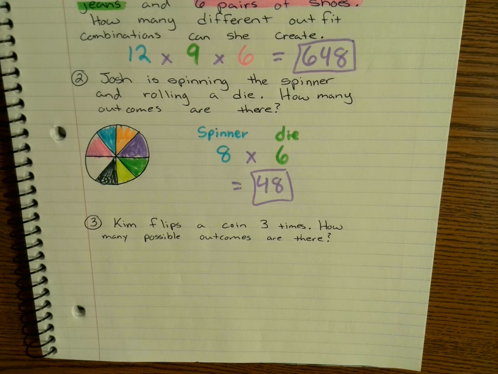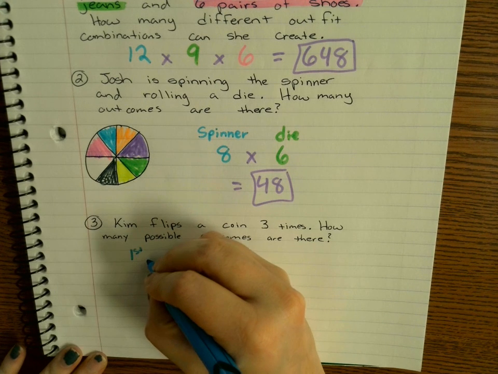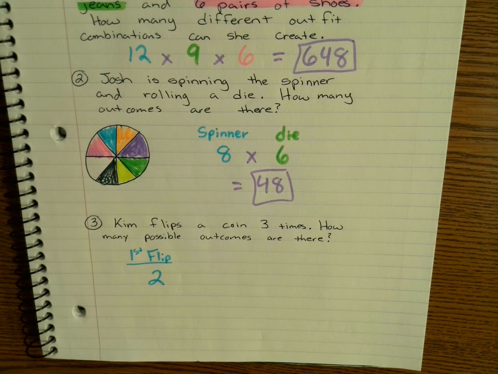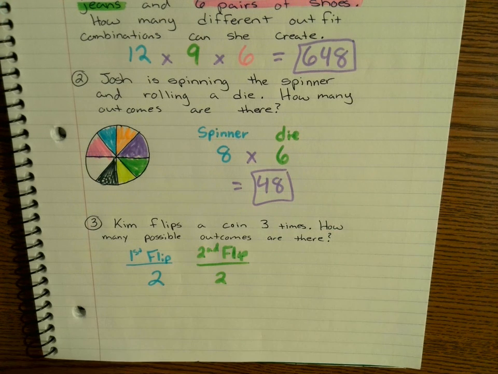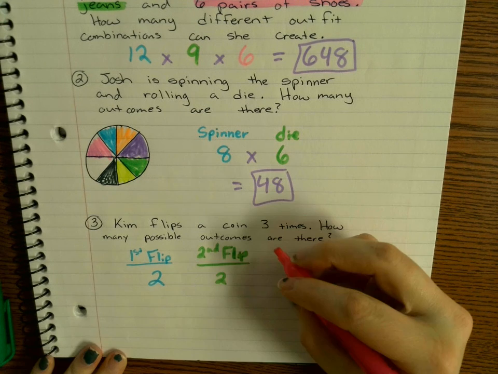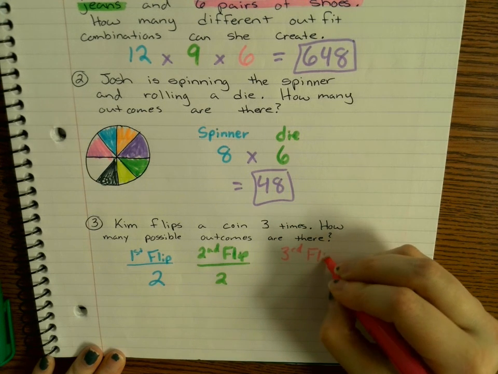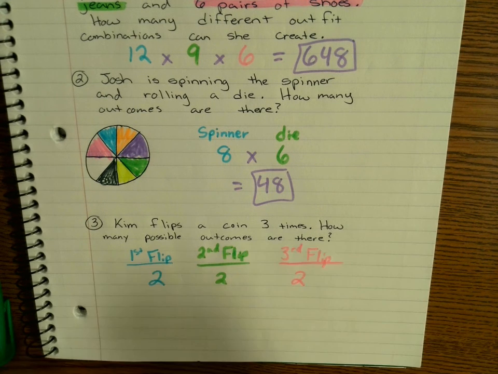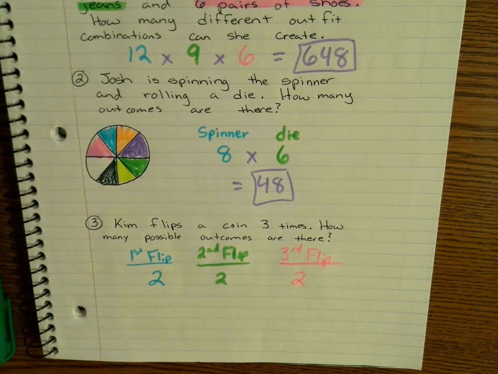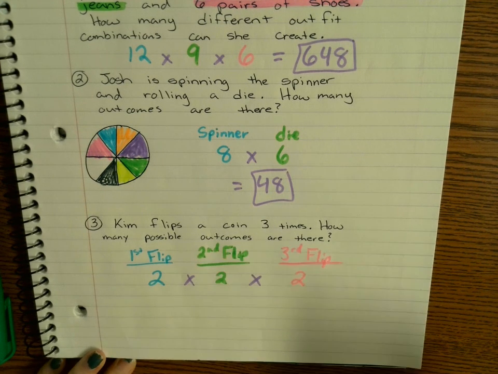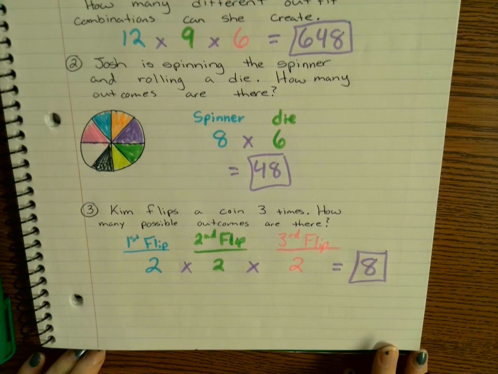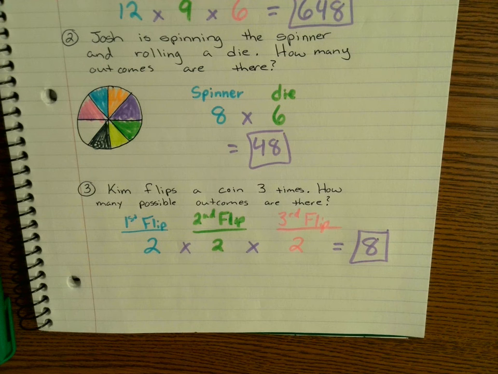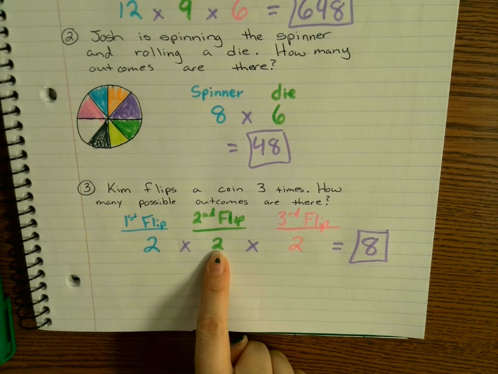The first flip has 2 possible outcomes that we could land on. The second flip also has 2 possible outcomes that we could land on. And then the third time that we flip the coin, it has 2 possible outcomes that we could land on. So we're multiplying 2 times 2 times 2, and that's going to give us 8. So there's 8 different possible outcomes that a coin could land on. 2 times 2 is 4. 4 times 2 is 8.